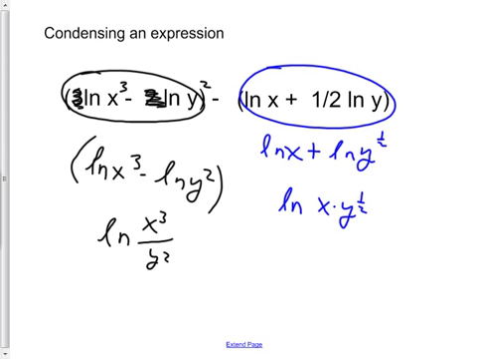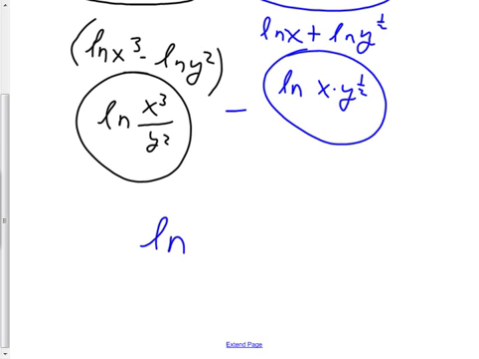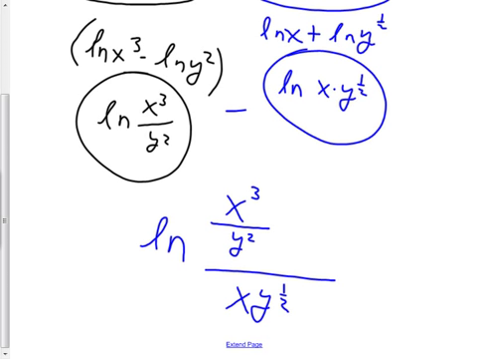All right, now I've simplified the left side, and I got this. I simplified the right side, and I got this. And now I need to subtract. What does subtract turn back into? Division. So it's a big divide. ln of x cubed over y squared all over x y to the 1/2. Whew, brutal. Again, here's the left side. Here's the right side.